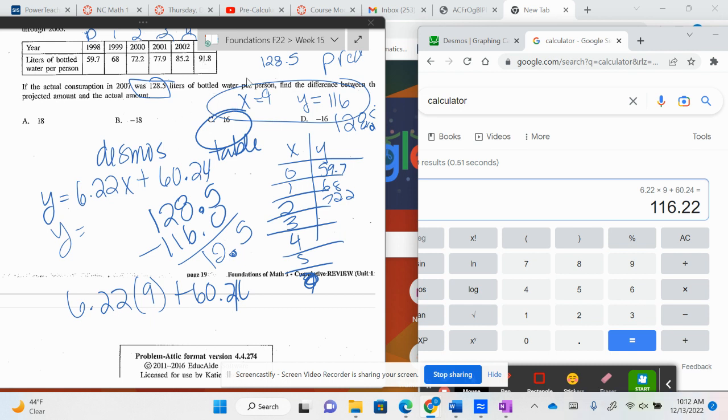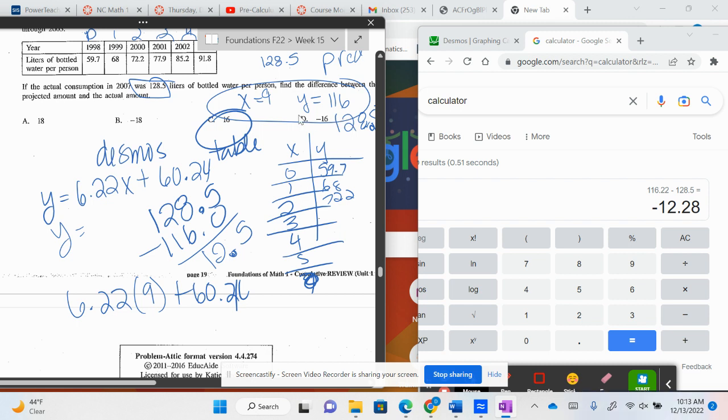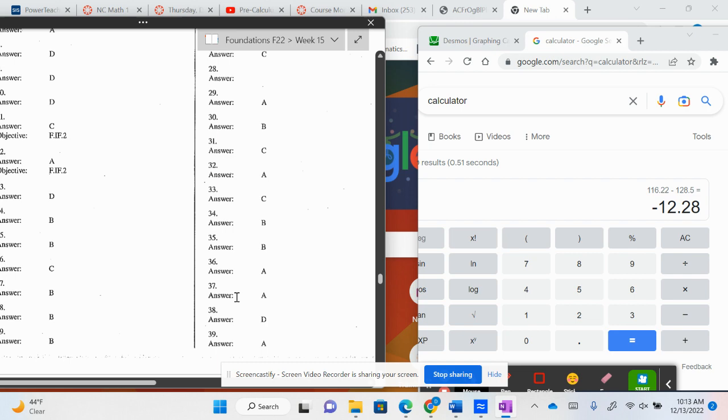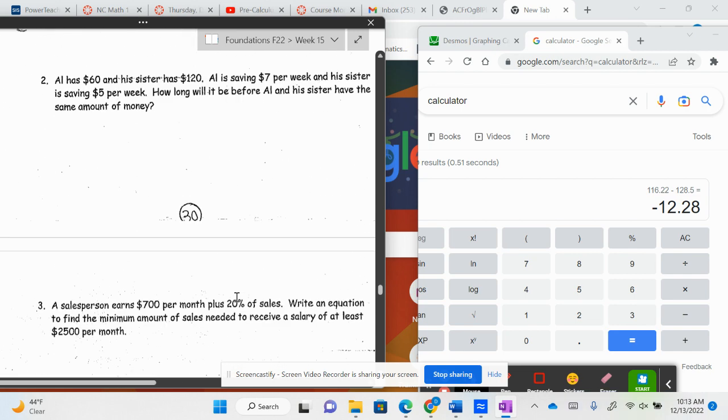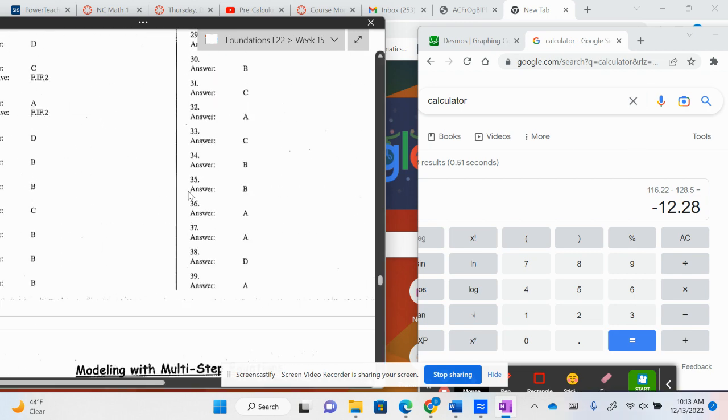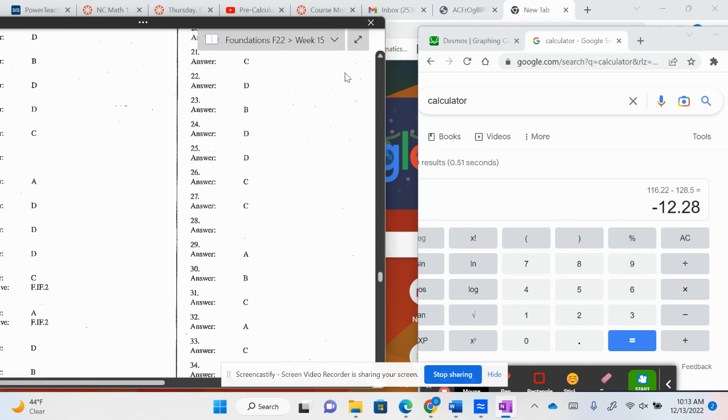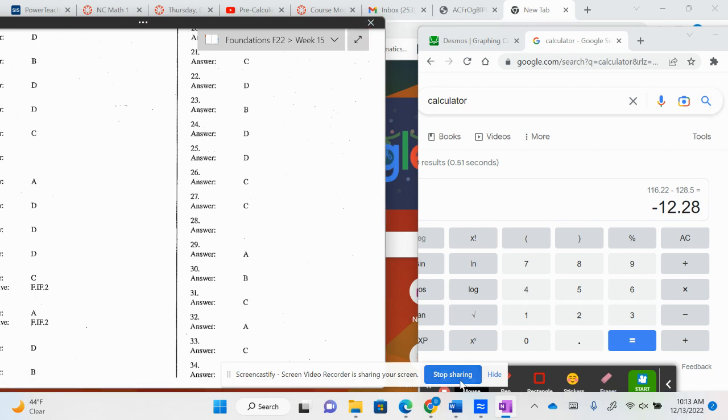So your observed minus your predicted. Find the difference between your projected and actual. So my projected minus my observed, 116.2 minus 128.5, 12.28. Yeah, I'm going to go on the low end. But anyway, that's how you're going to do it. So let's see. So that's it.